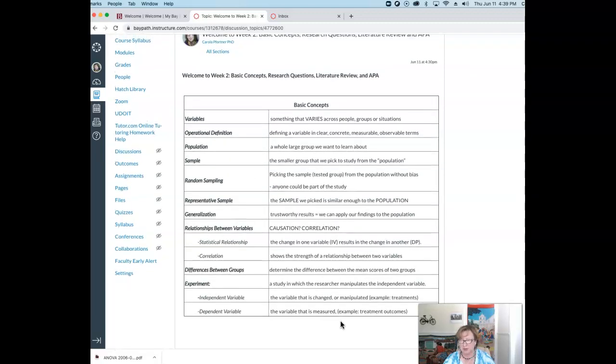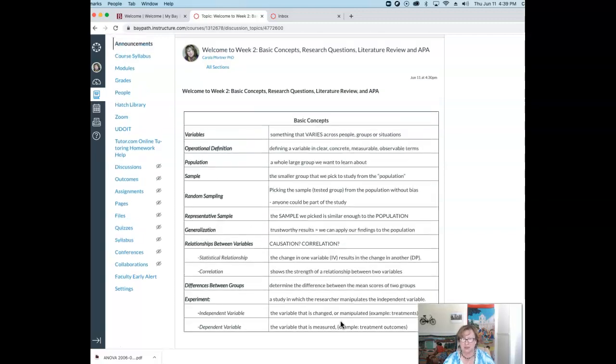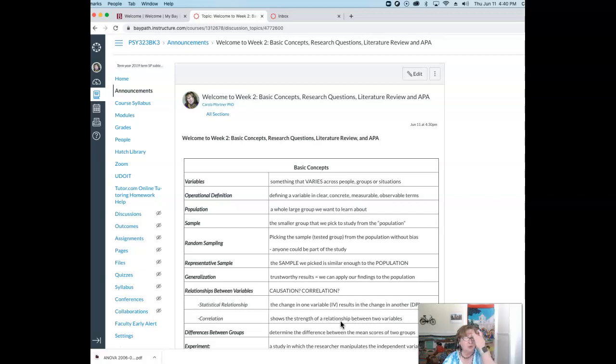We're going to get more as we go on into different sorts of research, qualitative and quantitative, etc. But for now, this should give you a good overview of the basics here. So one of the big tasks this week is to write a literature review.